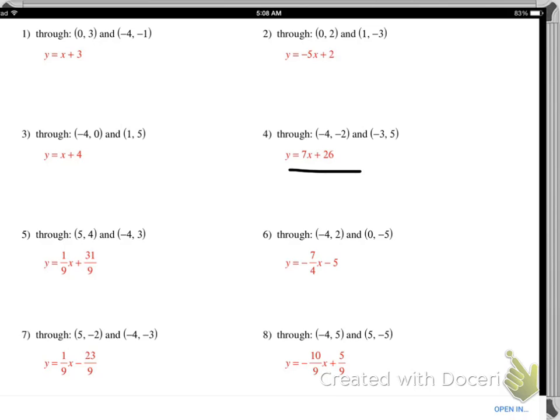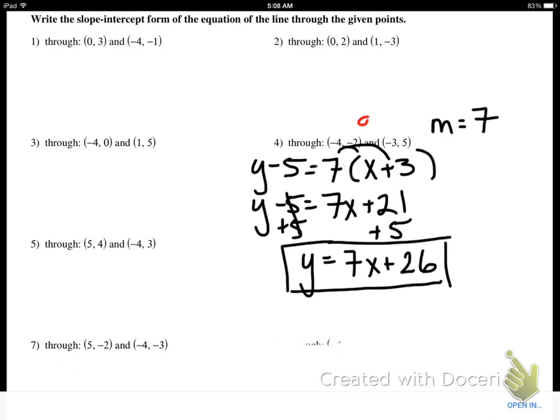This is a CUDA created worksheet, but it did not come off of the CUDA site. It came off of some other page on the internet. Somebody like me made an answer key and shared it with everybody. Okay, so we've got y equals 7x plus 26, and I am in proper slope-intercept form.